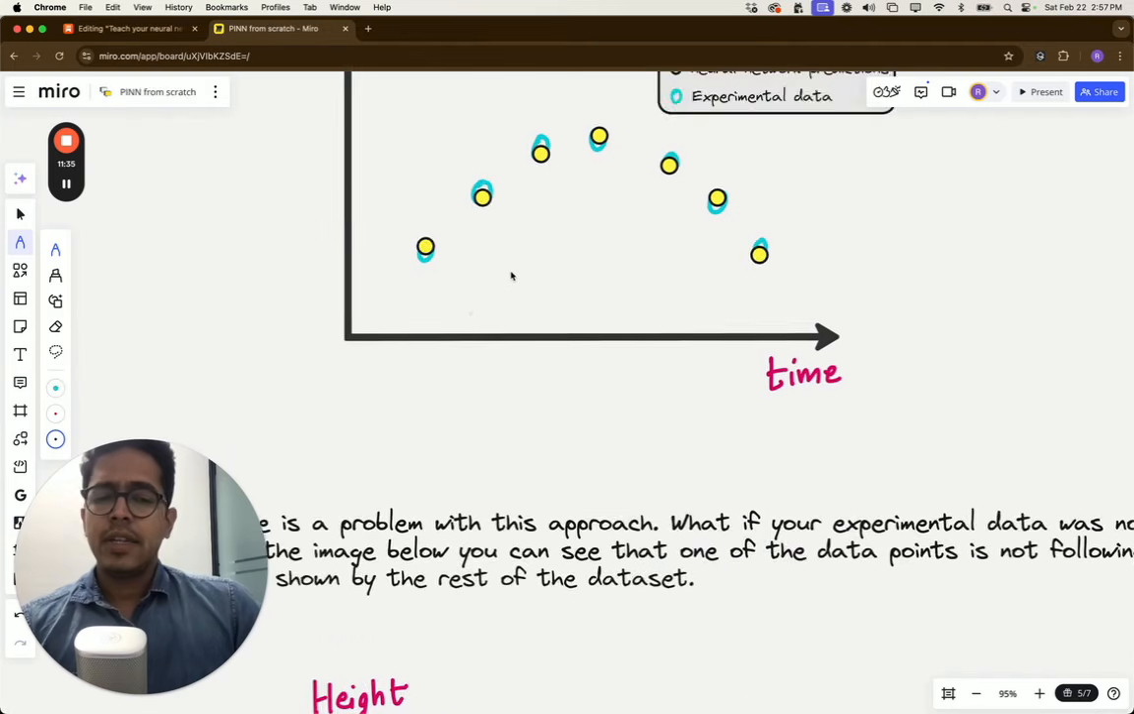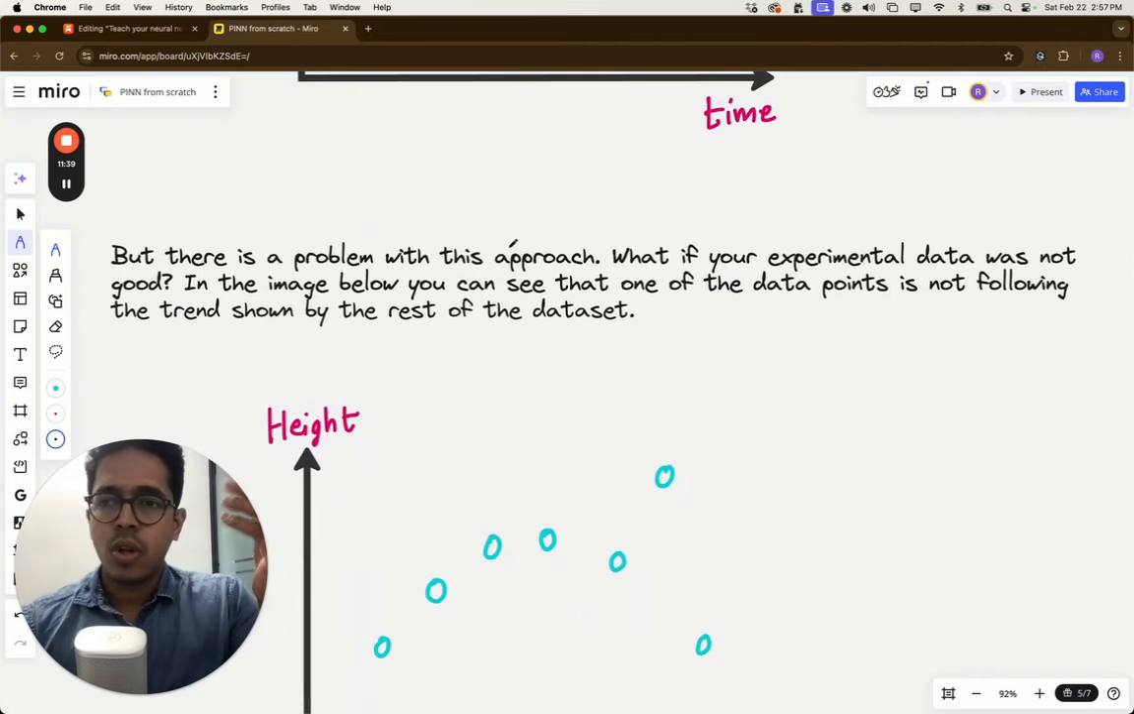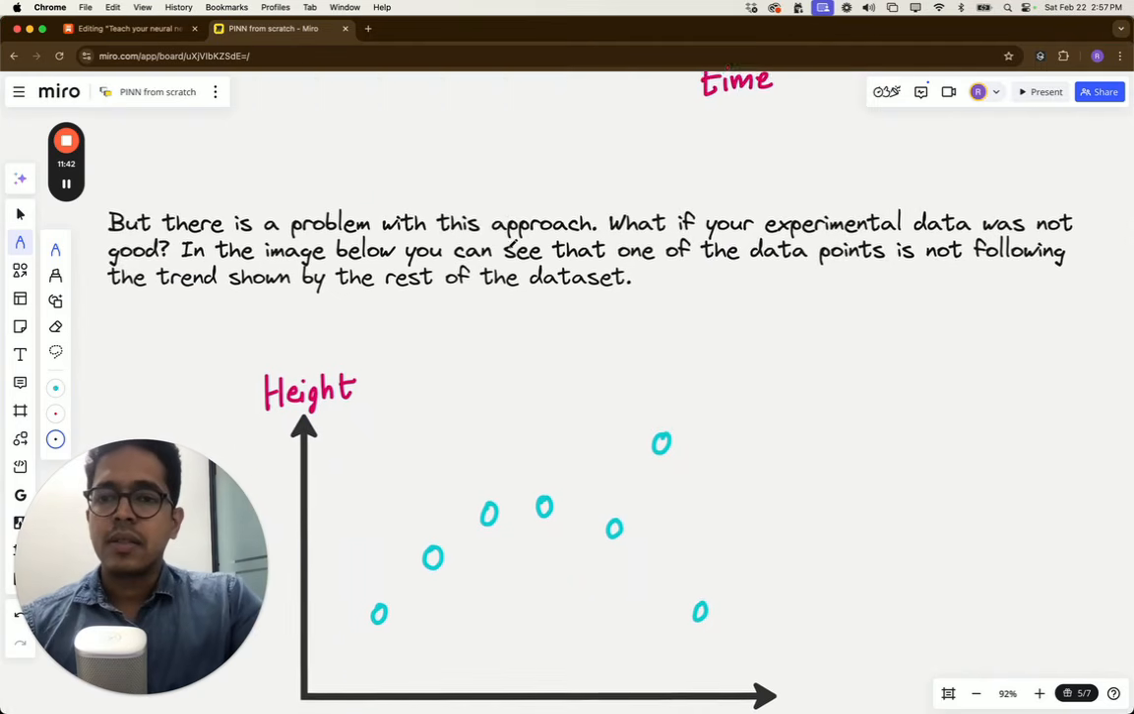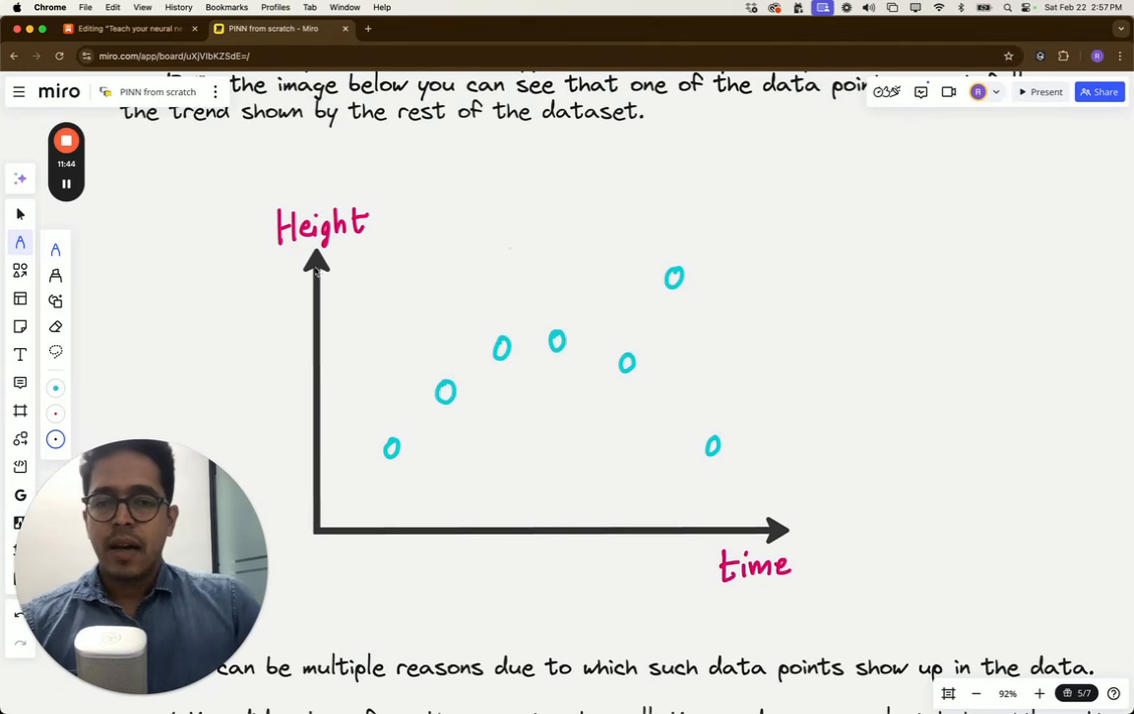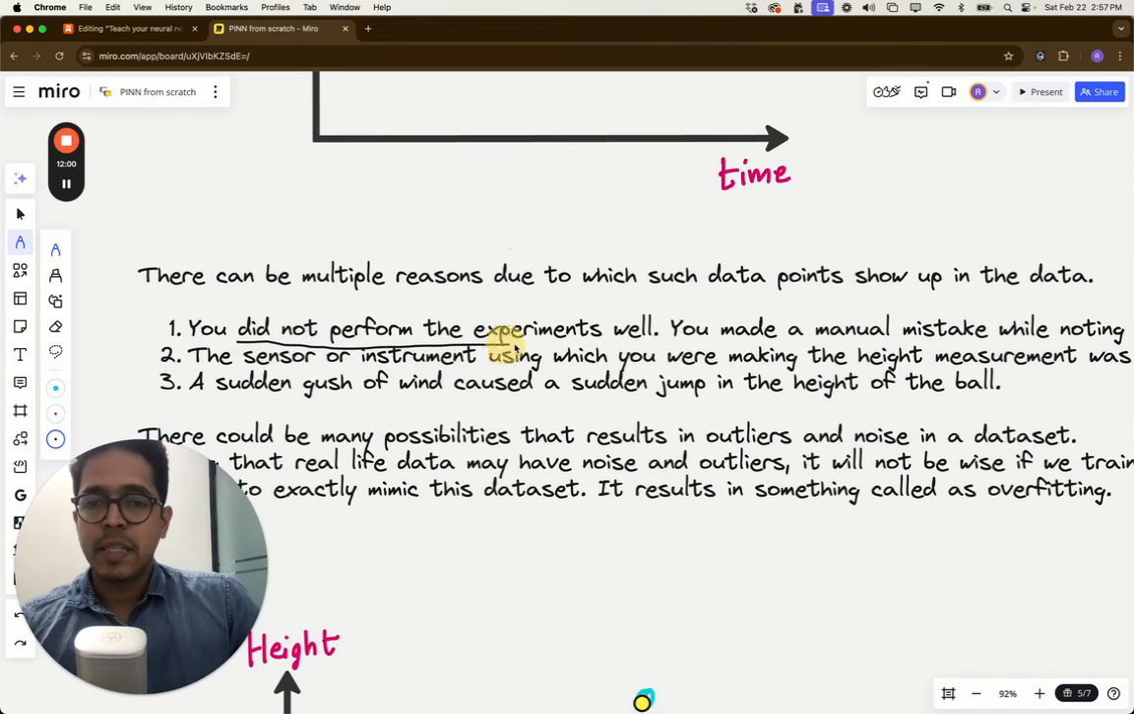But here is the issue with this approach, right? If your experimental data was not good, what happens? So just look at this image here. I measured some height of this thrown ball as a function of time. Overall, my experiments are okay, but there is one data point which stands out almost like an outlier. This might have happened because of various reasons. Maybe I did not perform my experiments well.